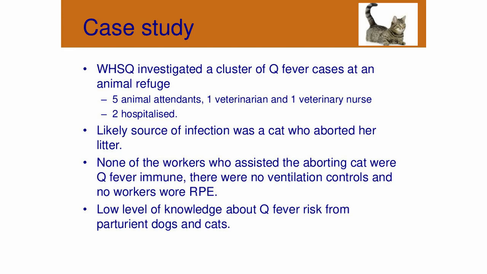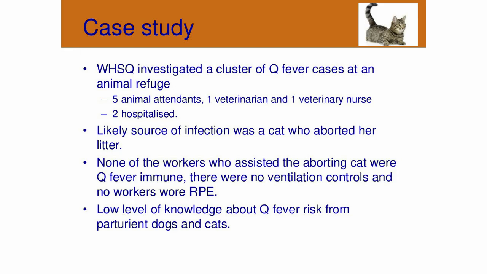Two of the workers were hospitalized because they were so sick. The likely source of infection was a cat that had aborted her litter. None of the workers who assisted the aborting cat were Q fever immune. There were no ventilation controls, and none of the workers wore respiratory protective equipment. There was also a very low level of knowledge about the Q fever risk from parturient dogs and cats. And we now have a fact sheet on our website about dogs and cats.